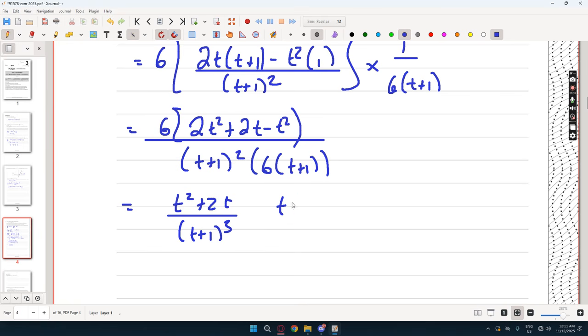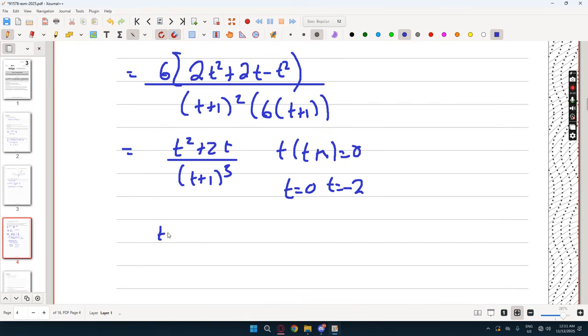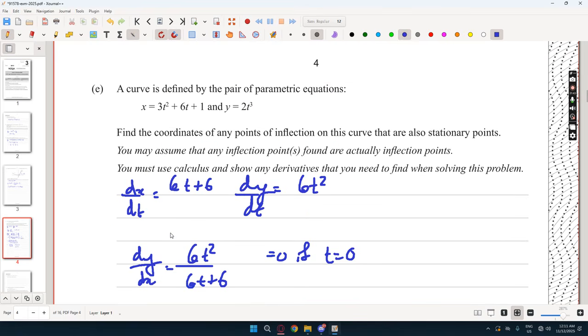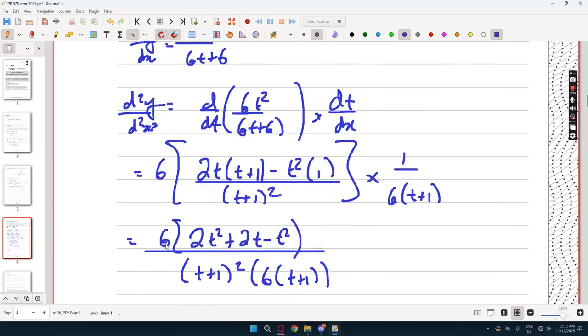So points of inflection are when t times t plus 2 equals 0. So t equals 0, t equals minus 2. Okay, so you want t equals 0. If t equals 0, then x equals 1 and y equals 0.